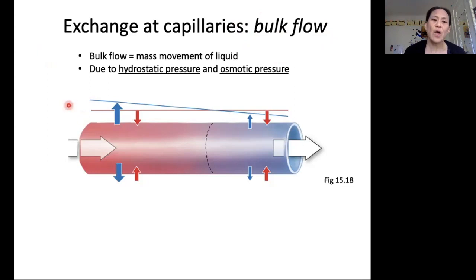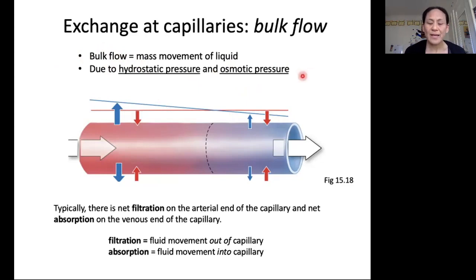Okay, so bulk flow is the mass movement of liquid, and that's how our water is going to move across the capillary wall. Bulk flow is going to be governed by two opposing pressures, hydrostatic and osmotic pressures. I will be going over those in the coming slides in much greater detail, but I'll just leave it at that for now. Right now, what I'd like to do is introduce you to these terms right here.